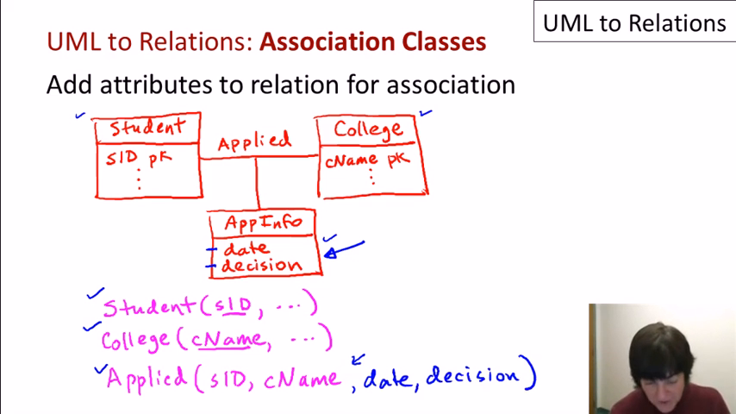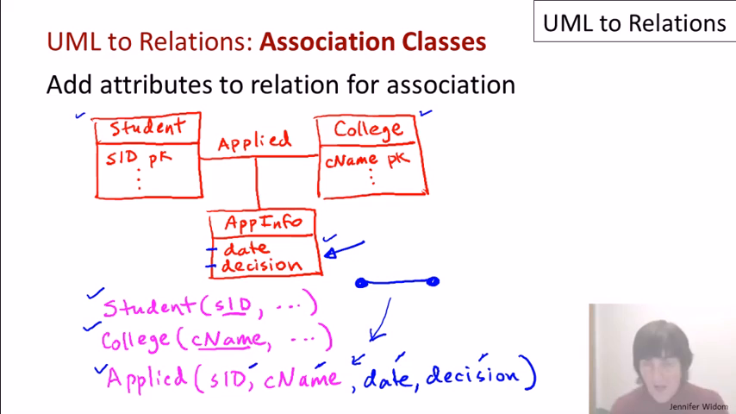Now there's actually a few things I want to mention at this point. First of all, I discussed in the video on UML modeling the fact that UML assumes when you have a relationship or an association between two classes, there's at most one instance of that association between any two elements of the class. And that can be seen quite well in this relational schema, because we're assuming we have at most one relationship between any student and any college, and then we have associated with that one relationship the date and decision.